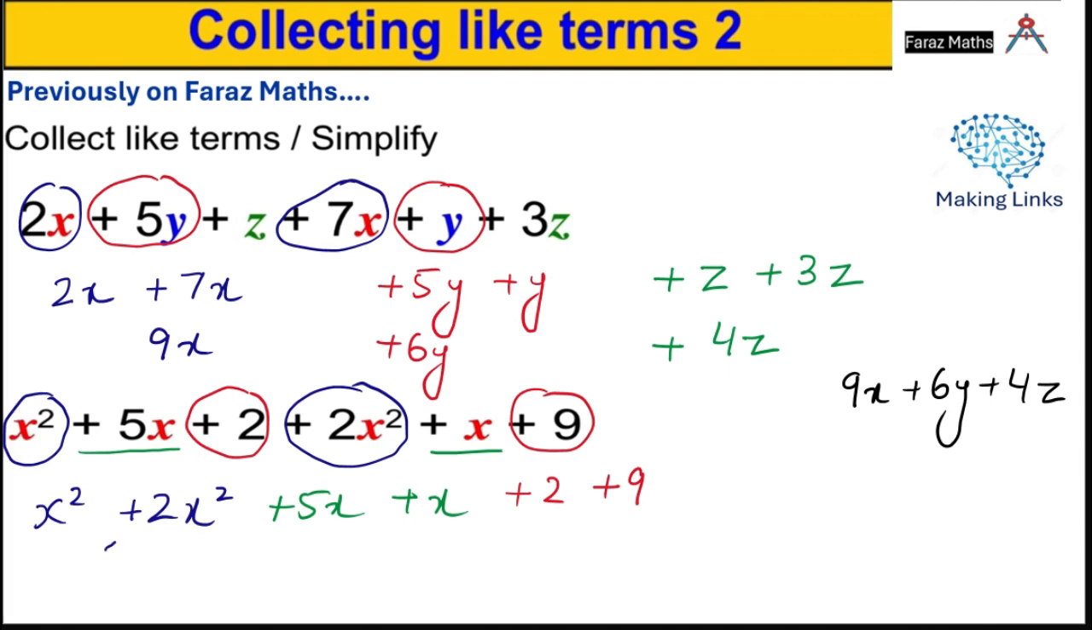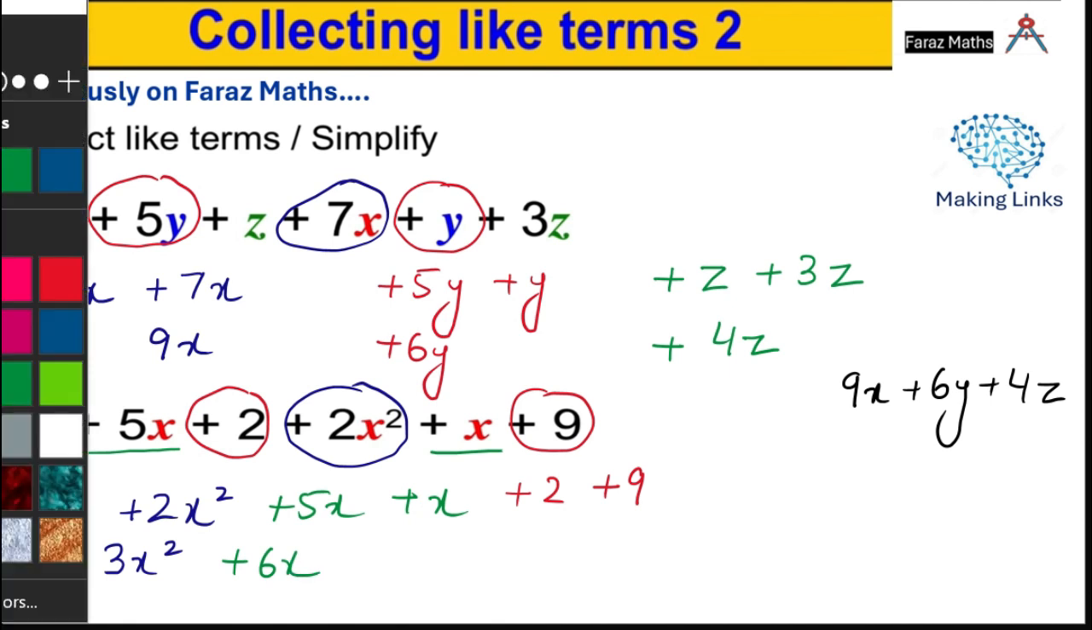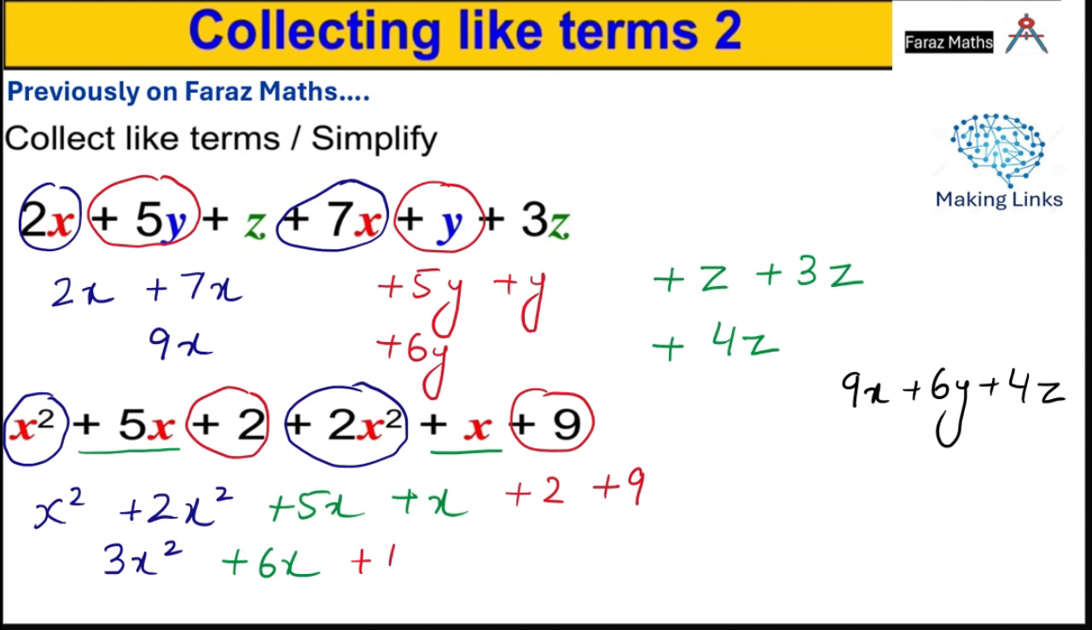So x square plus 2x square, that is 3x square, plus 5x plus x, it is plus 6x, and plus 2 plus 9, it is plus 11. So there's no need to leave some space. You can simply write it in this way. That is just for the explanation. To make it more clear, that's why I leave the space here.